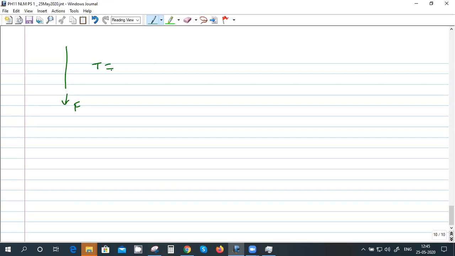F. What about Daksh? T plus F. Okay. Now I have a fixed support. Okay, the same string. I'm pulling with the force F. So what will be the tension now? F. What about the first case?